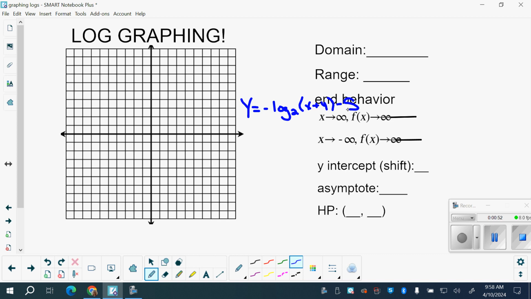And here's the problem. If I said, just make a chart, you'd be like, how do I even make a chart to do that? Like, how do I plug in numbers to find out the log of 2 to the what will equal what? It's really, really hard. So there are three ways we have to graph it.